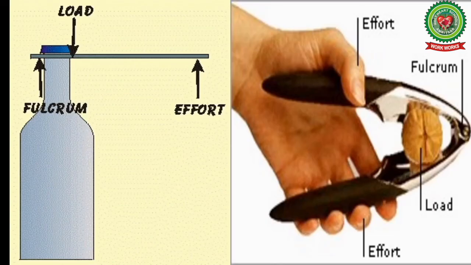Similarly, a bottle opener. Why a bottle opener is called second class lever? Because load is located between fulcrum and effort. And a nutcracker, in this also the load, that is nut, which is to be cracked by the nutcracker, is placed at the center, whereas the fixed point, that is fulcrum, it is located at one end of the nutcracker, whereas effort is applied at the another end of the nutcracker. In this way, a nutcracker is also a second class lever.